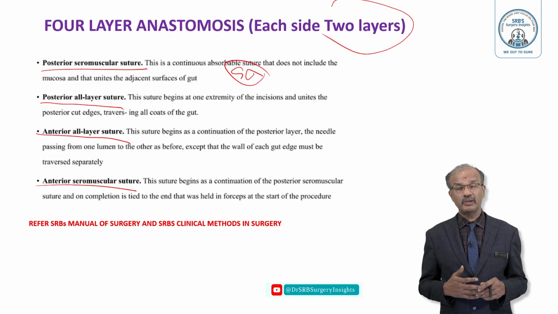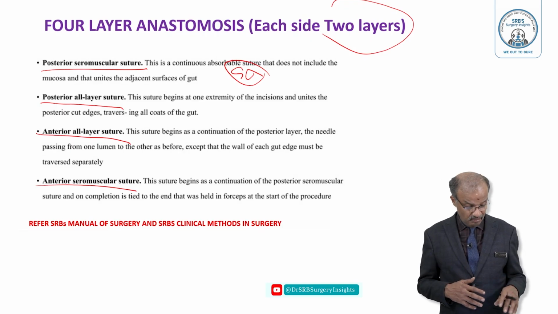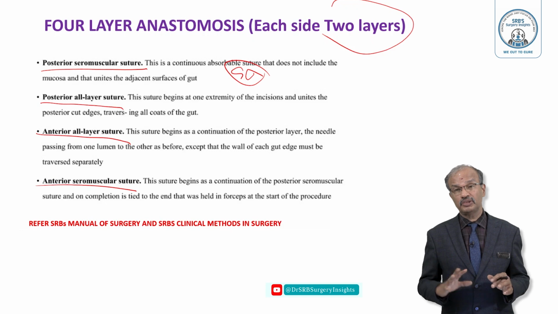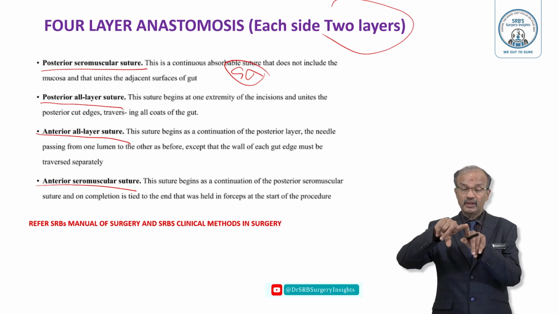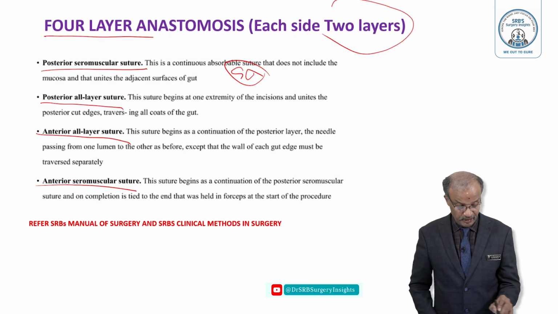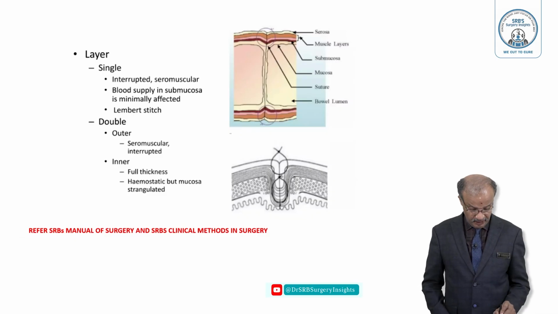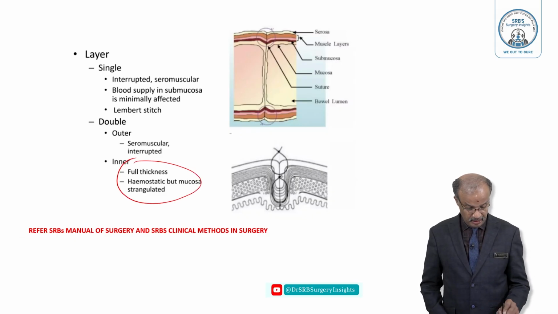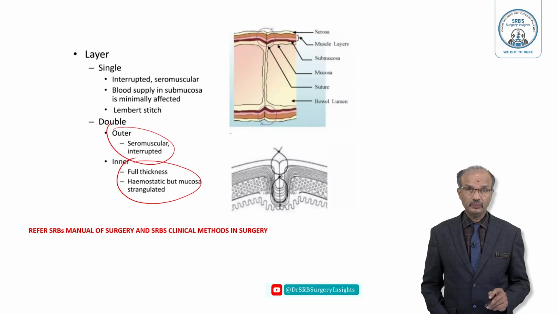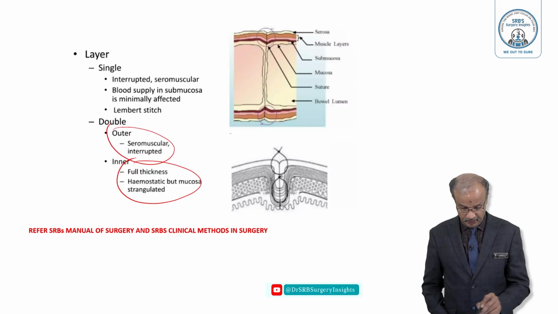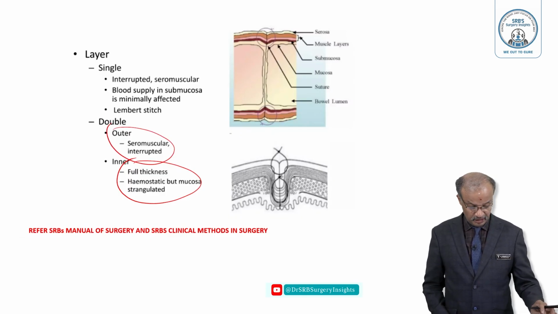Currently single layer anastomosis is accepted, stapler anastomosis is also accepted, but the original traditional method is 4-layer anastomosis: posterior seromuscular, first layer, posterior all layer, second layer, anterior all layer, third layer, anterior seromuscular, fourth layer, two each. So 2 layers on both sides, total 4-layer anastomosis. This is exactly the meaning of 4-layer anastomosis. Full thickness, that is called Albert. Inner full thickness is called Albert. This outer layer is called Lambert suture.